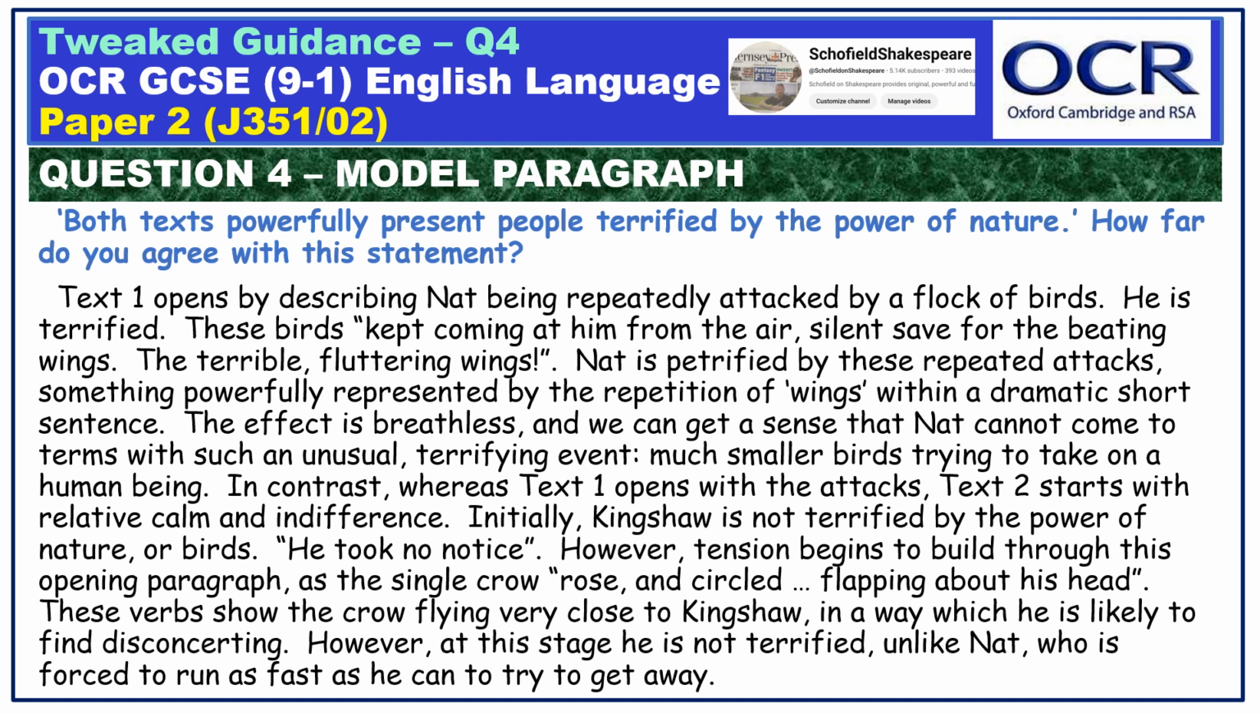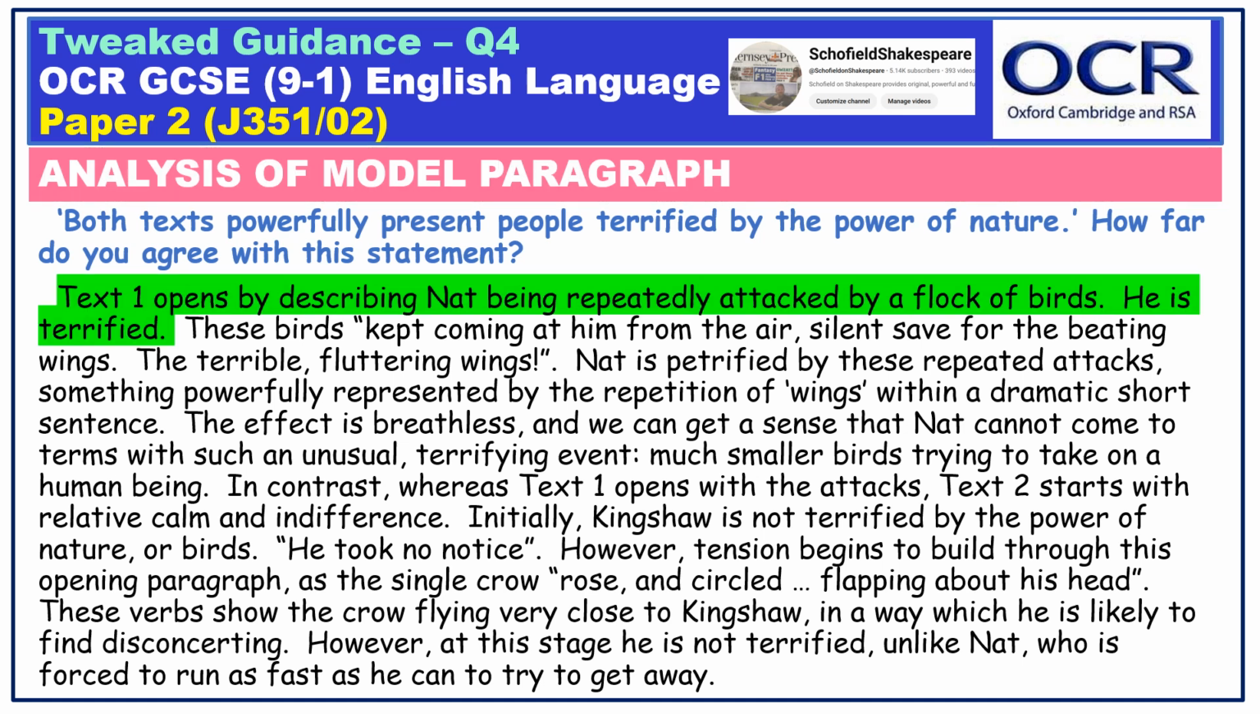In contrast, whereas text 1 opens with the attacks, text 2 starts with relative calm and indifference. Initially, Kingshaw is not terrified by the power of nature or birds. "He took no notice." However, tension begins to build through this opening paragraph as "a single crow rose and circled, flapping about his head." These verbs show the crow flying very close to Kingshaw in a way which he is likely to find disconcerting. However, at this stage, he is not terrified, unlike Nat, who is forced to run as fast as he can to try to get away.